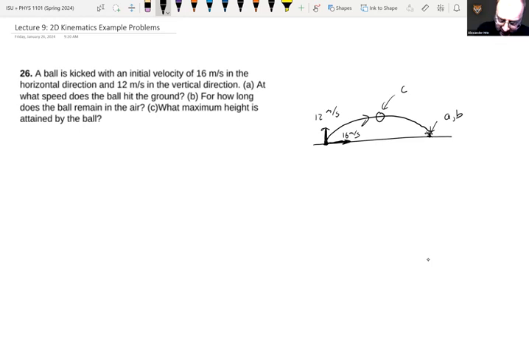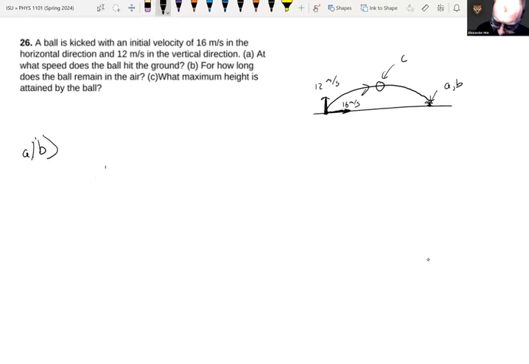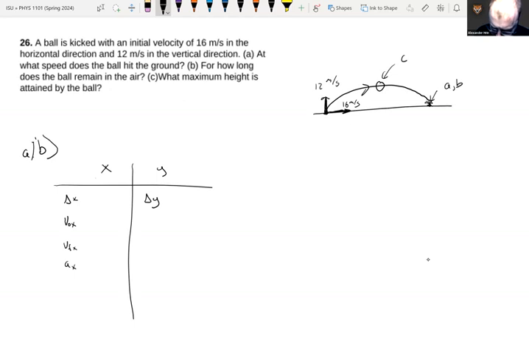So for A and B, we're going to set up one table. I like it to be one column for X, one column for Y, and then you put the five kinematics quantities there. So delta X, delta Y, V naught X, V final X, A sub X, delta T, and then V naught Y, V final Y, A sub Y, delta T.